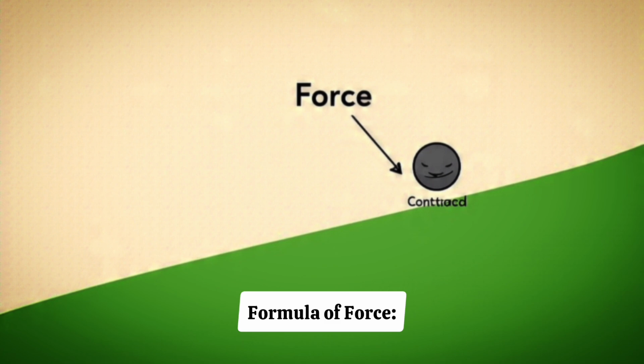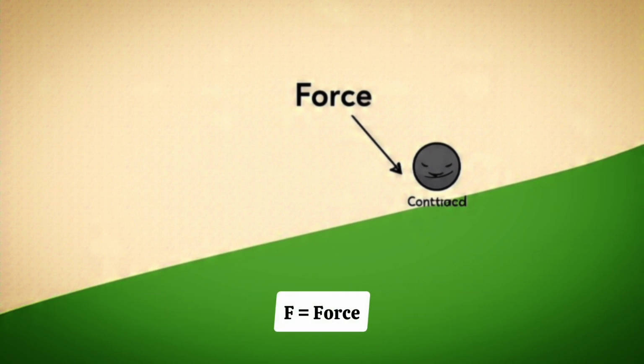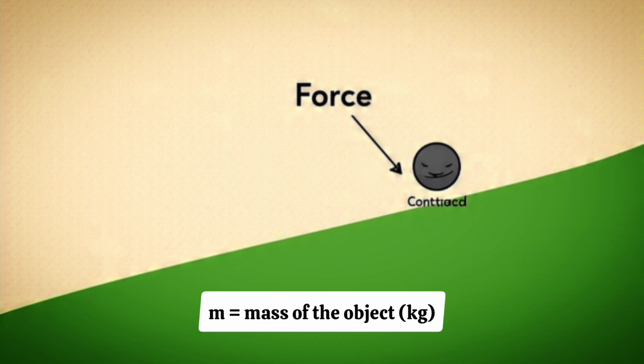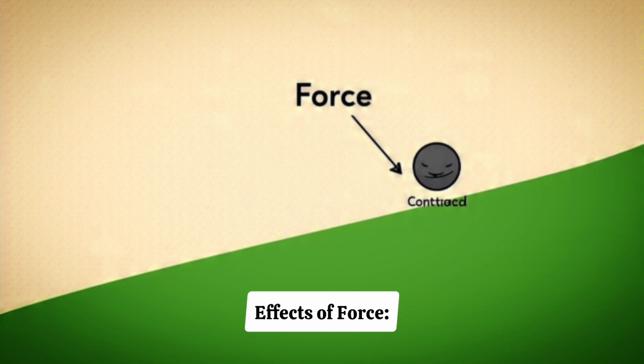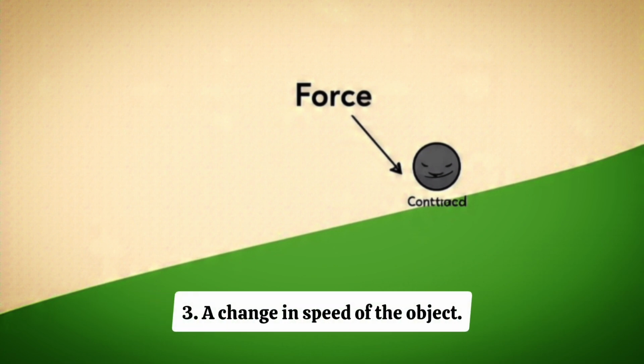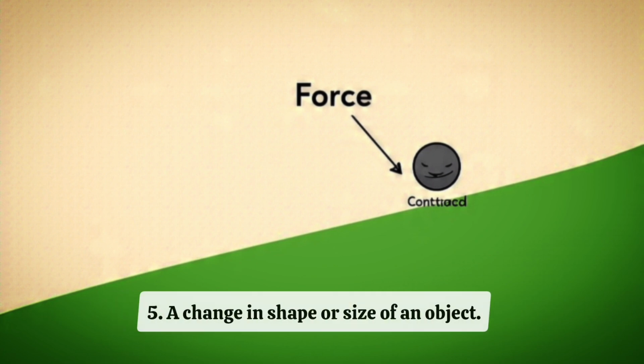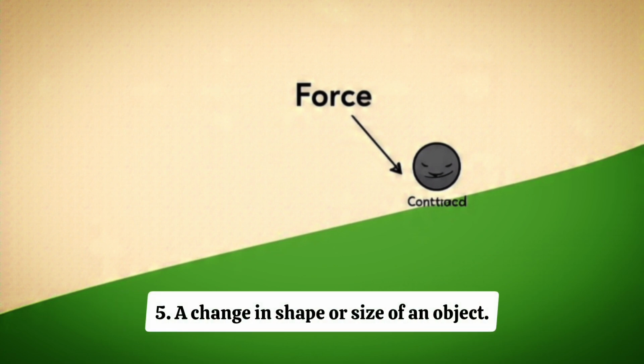Formula of force. According to Newton's second law, F equals m times a, where F is force, m is the mass of the object in kg, and a is acceleration in m/s squared. Effects of force. Force can cause: 1. A stationary object to move. 2. A moving object to stop. 3. A change in speed of the object. 4. A change in direction of movement. 5. A change in shape or size of an object.